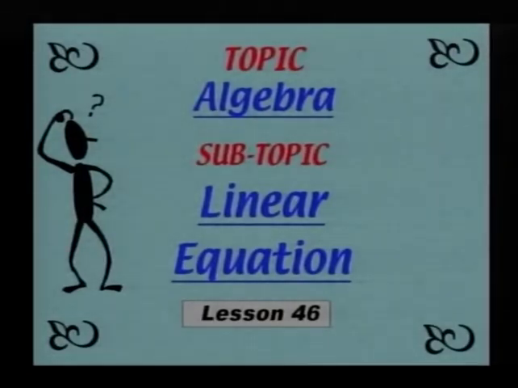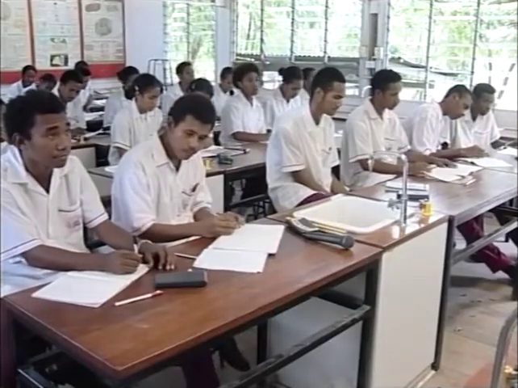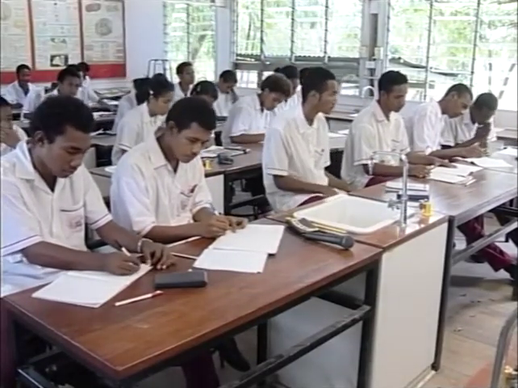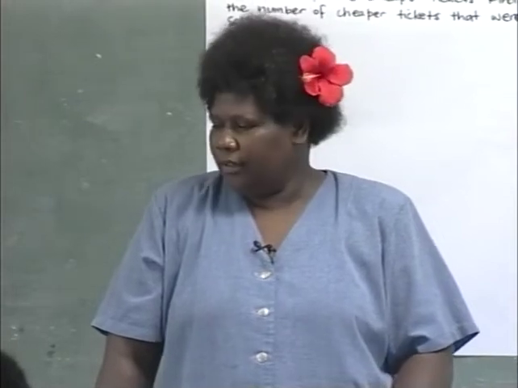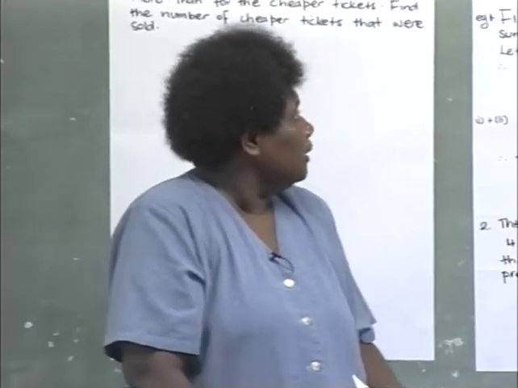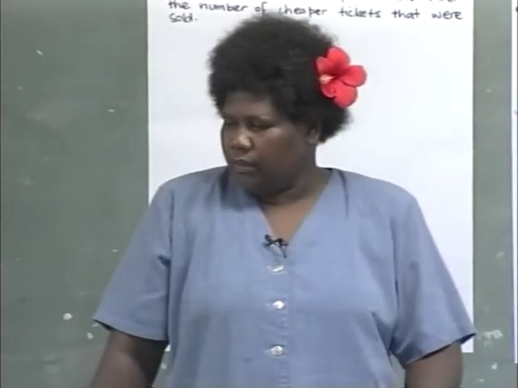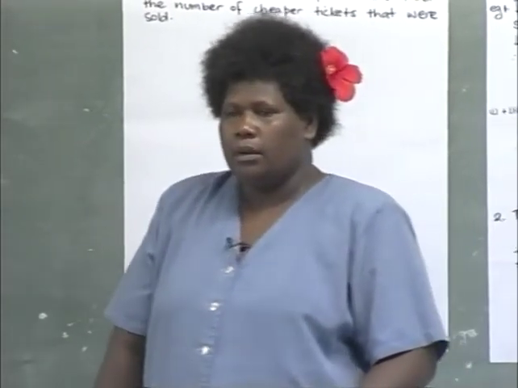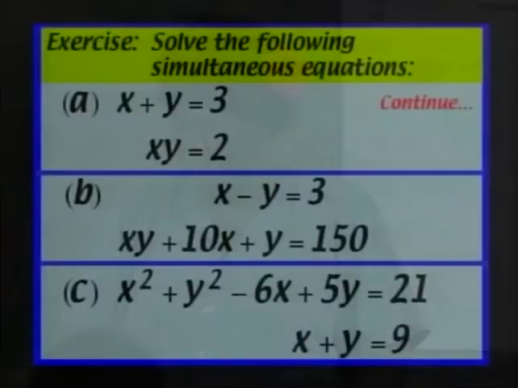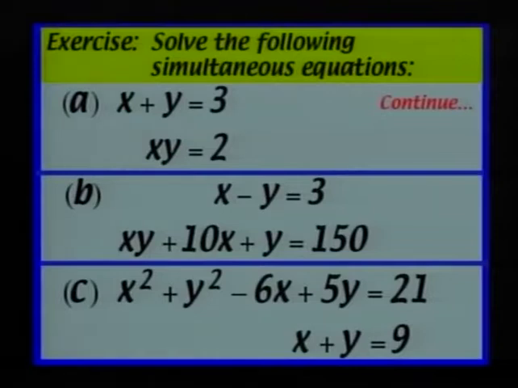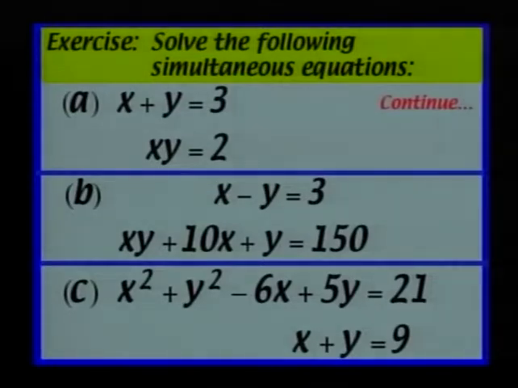All right, we are going to complete the exercise on solving simultaneous equations where you solve a linear and a nonlinear equation. Then we'll look at word problems involving simultaneous equations. We'll start with question A. Letter A we did in the previous lesson. Letter B, we didn't, so we start from letter B.